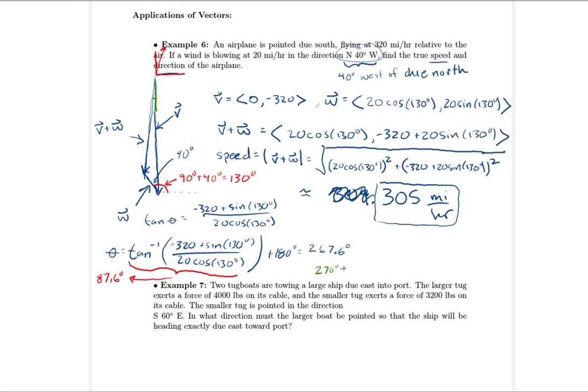So here's how I would answer the question. So 270 degrees minus 267.6 degrees is equal to 2.4 degrees. So my answer is start due south, go 2.4 degrees to the west.